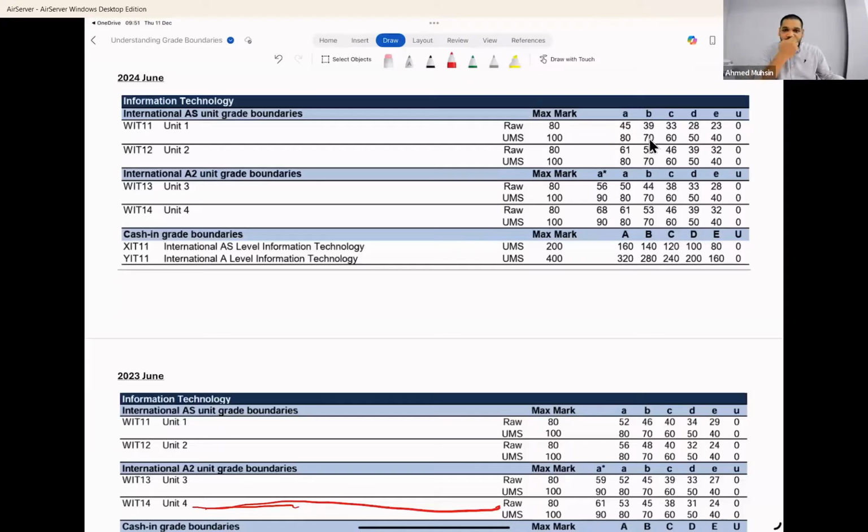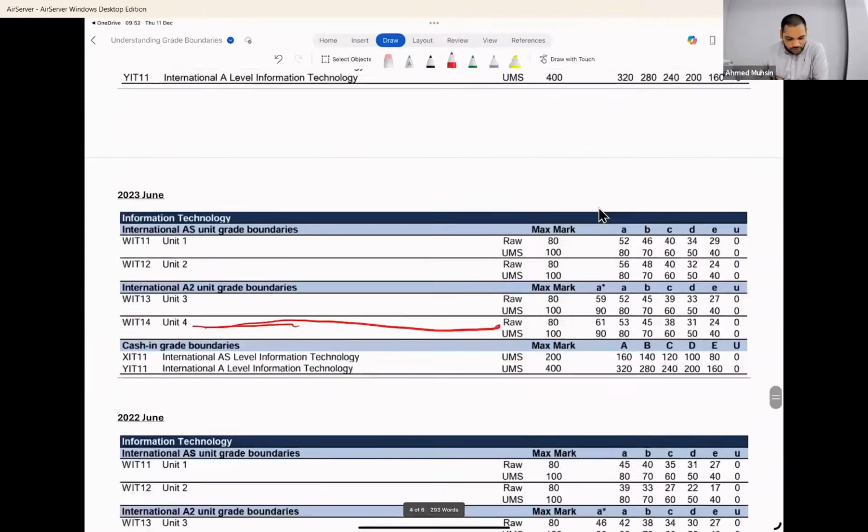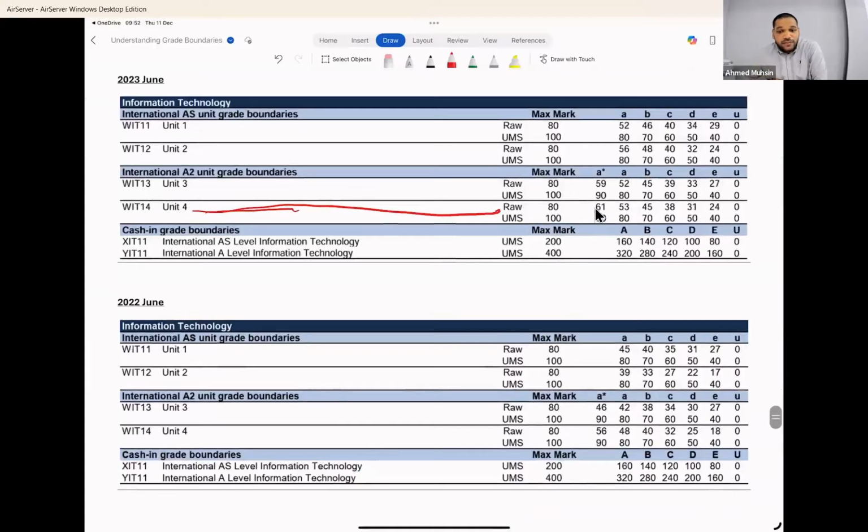Everybody okay with this? When you take your results sheet also, they mention your UMS mark. Now let's look at unit 3. Let's say you have scored 56. Sorry, let's look at 2023 June. You have scored 61. How much is it equal to? In UMS, it's equal to 90 here. So if you have scored 62, it will be equal to 91.